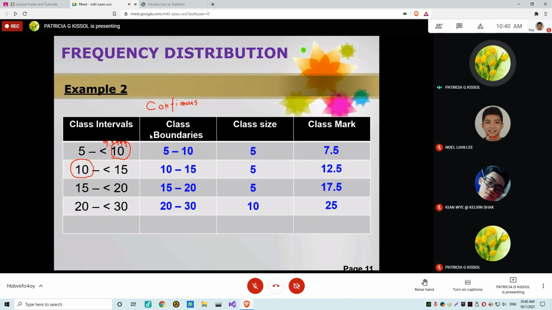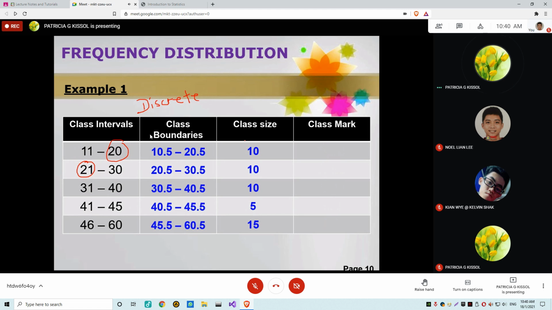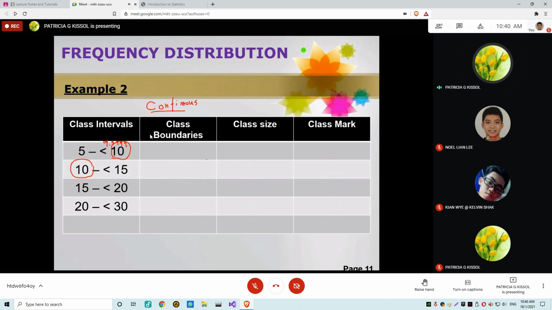My spelling is all wrong. Well, anyway, this is continuous data, and the one previously is discrete. So you see, when there is a gap, 20 and 21, you need to put the class boundary with the 0.5. But when it is continuous, no need.